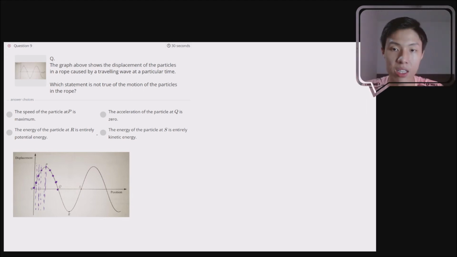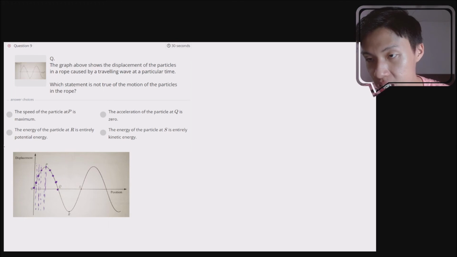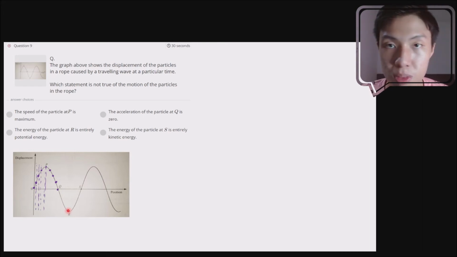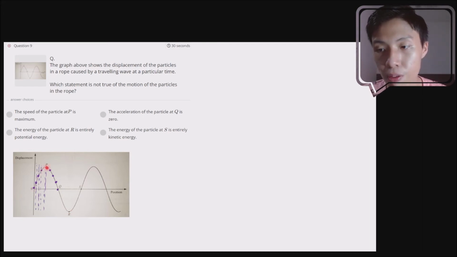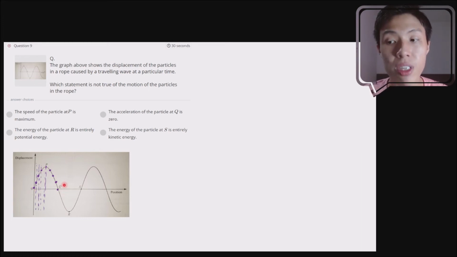But if you look at it macroscopically, if you look at the rope, this is the shape of the rope right now. So at this position over here, the particle is at its highest point, whereas the particle at x equals 0 is at its equilibrium, the particle at q is at equilibrium, the particle at s is in equilibrium, the particle at r is at its maximum negative displacement. So these are the positions of various particles at this moment right now.